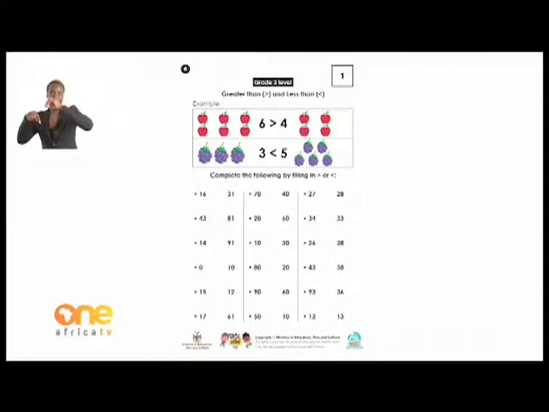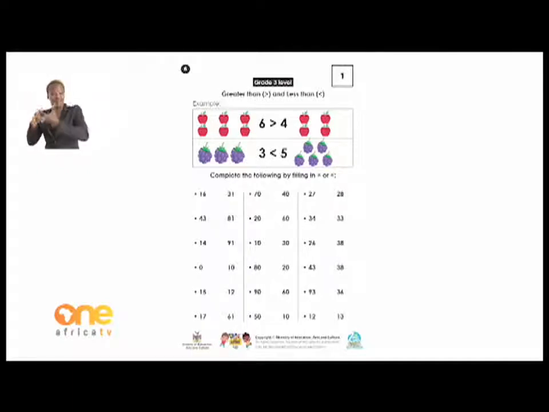All right. For example, we can see the examples given there. We have 6 apples on the left side and 4 apples on the other side. Which one is greater? Yes, of course. The 6 is greater than the 4, so the mouth should be opening towards the bigger number.